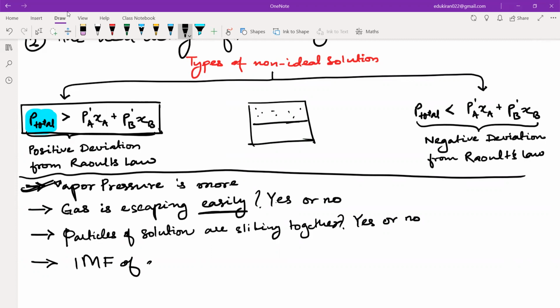Intermolecular force of attraction is high or low? Tell me. Low. All of you agree? Yes or no? Tell me.